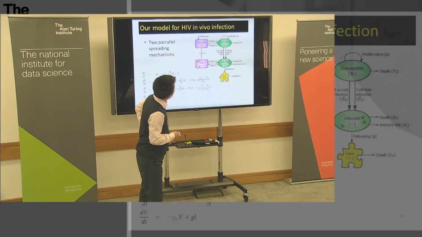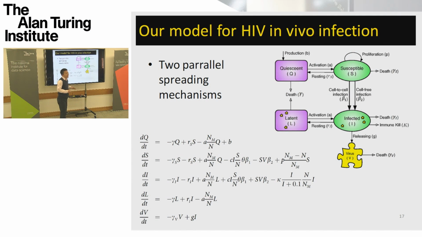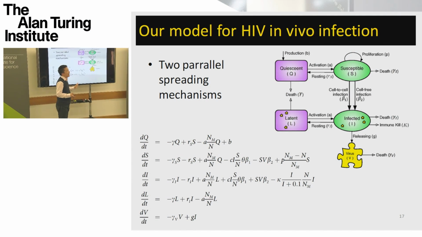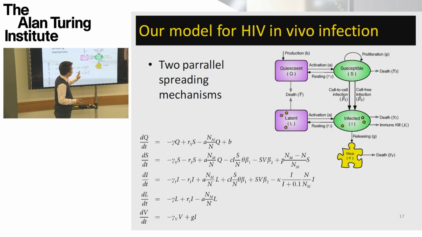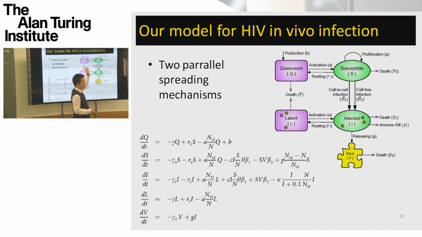Coming back to HIV viral infection, it's much, much more complicated. I don't want to go into the detail. I mean, look at here. Even each cell has 4 statuses.